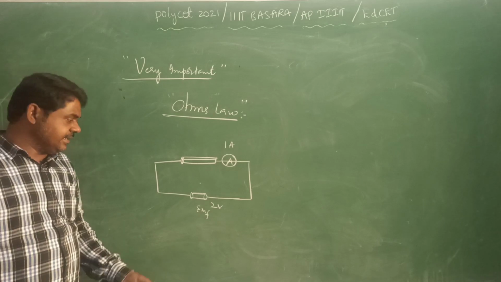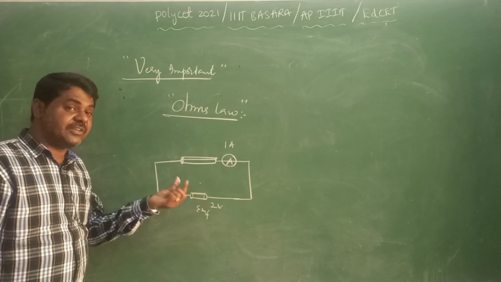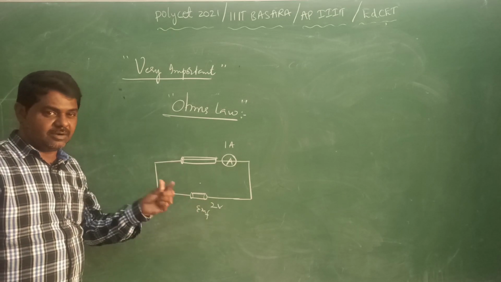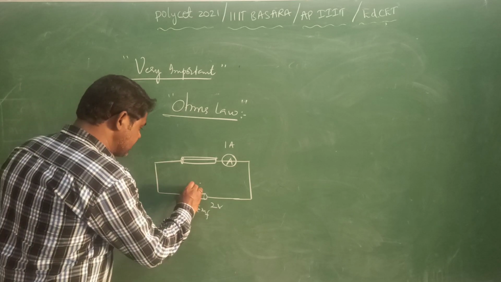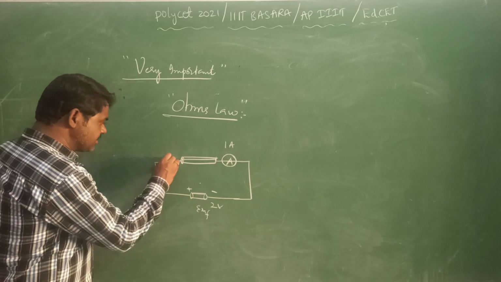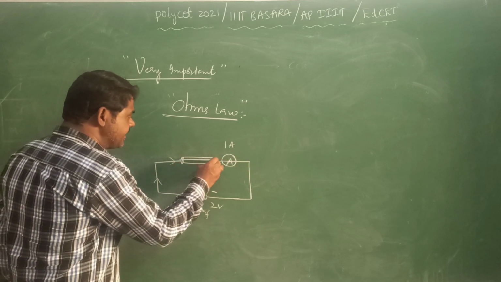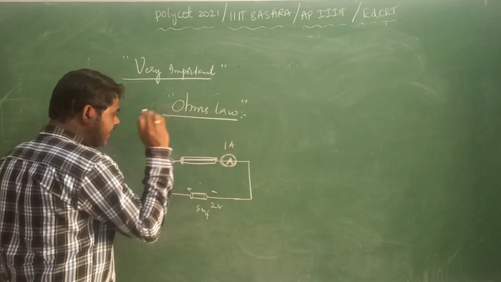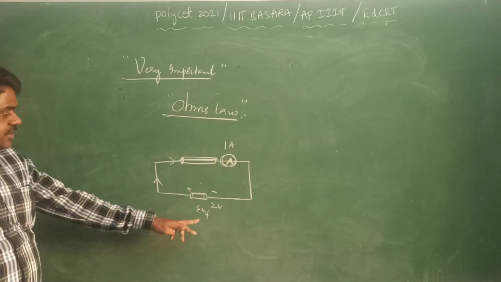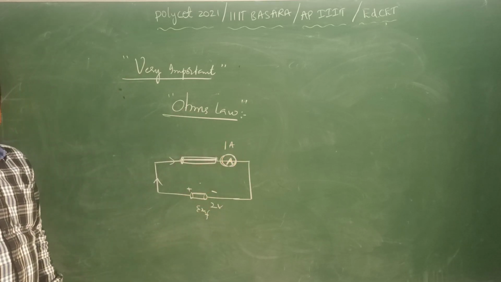Okay, listen carefully. If you are using a 2 volt battery, one 2 volt cell, then with battery plus and battery minus, current is going to pass through the conductor, and how much current is flowing through the conductor is measured with the help of an ammeter. So that current is say 1 ampere. So voltage is 2 volts and current is 1 ampere.